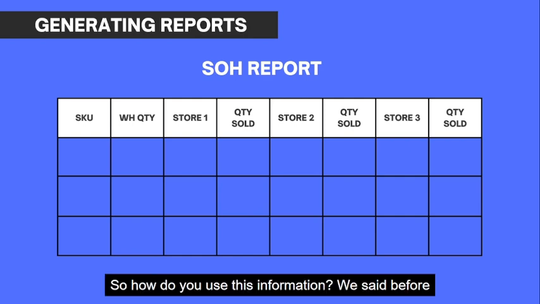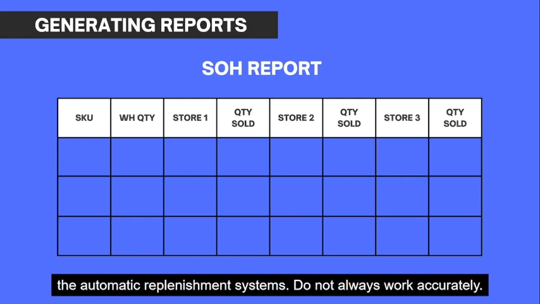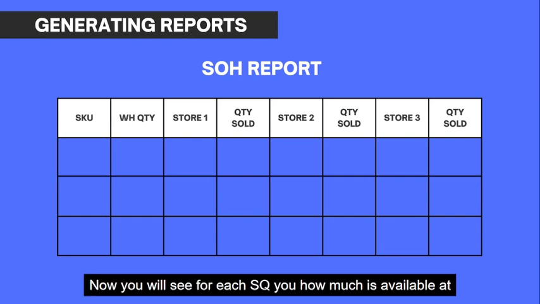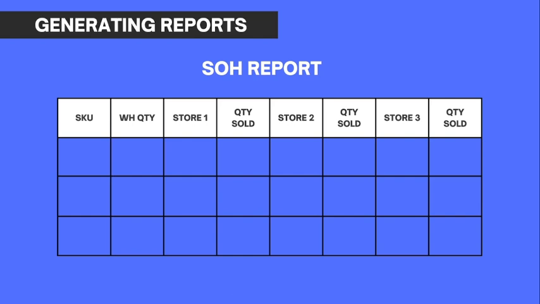So how do you use this information? We said before the automatic replenishment systems do not always work accurately. So one of the checking mechanisms to ensure that everything is being replenished and stores are adequately stocked is to generate the SOH report. Now you will see for each SKU how much is available at the warehouse and how much is available at each store location.